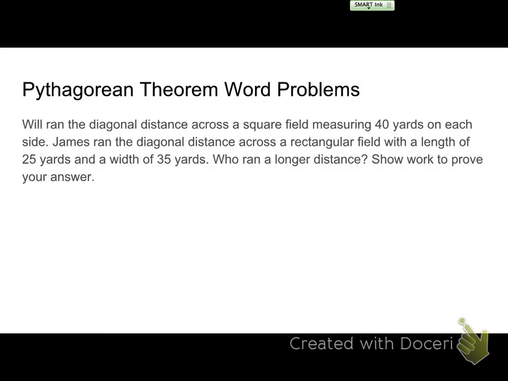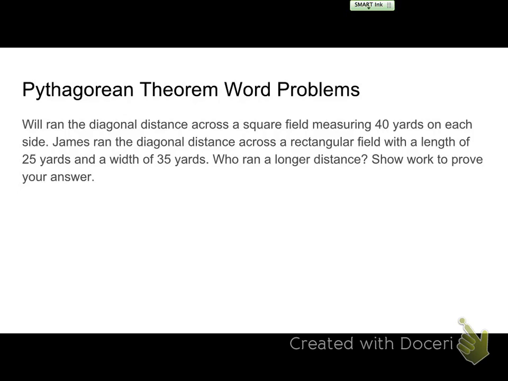Will ran the diagonal distance across a square field measuring 40 yards on each side. James ran the diagonal distance across a rectangular field with a length of 25 yards and a width of 35 yards. Who ran a longer distance? Show work to prove your answer. So we have two things. We have to find the diagonal on two problems, right? And then we have to compare them.